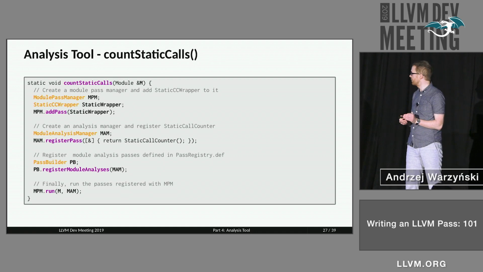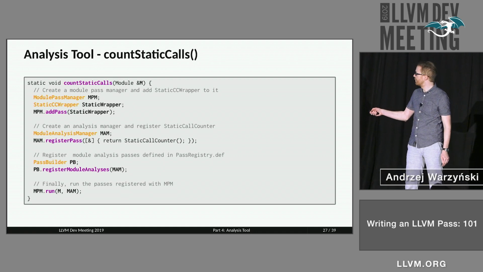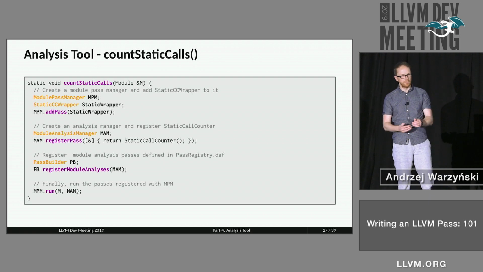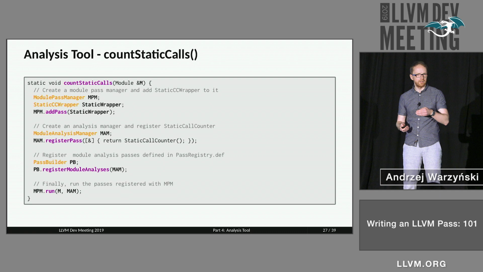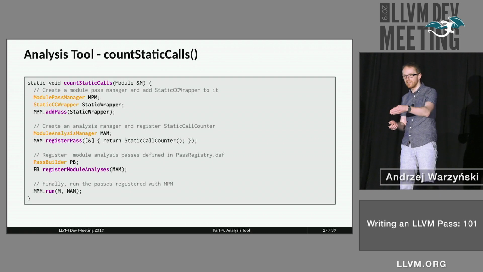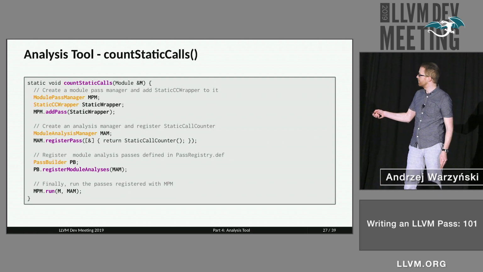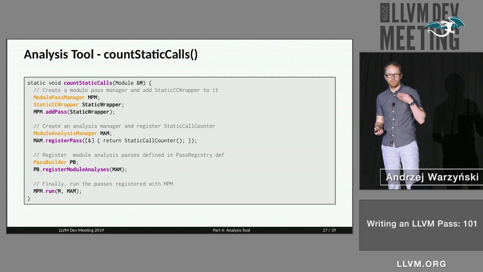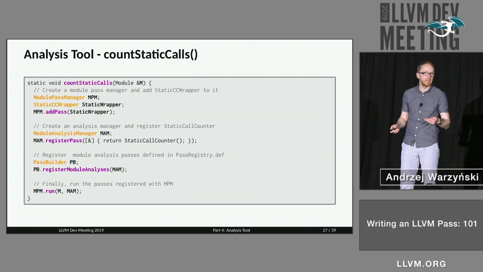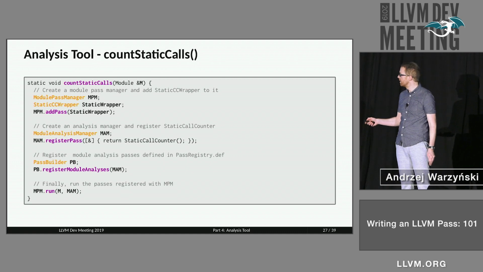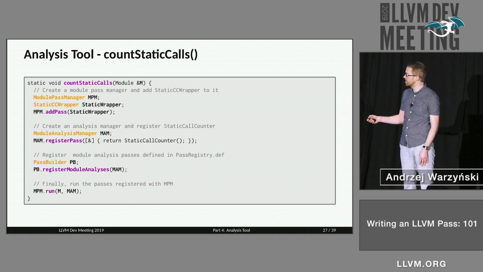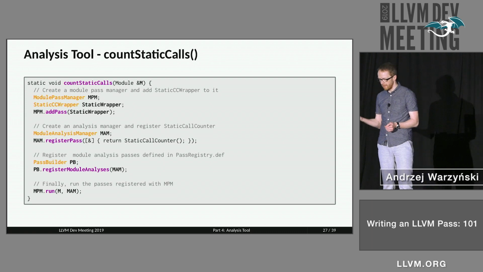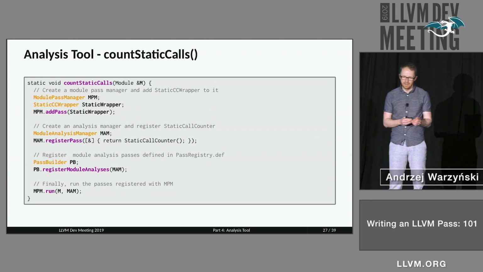So one thing that we have to do is define module pass manager, because now we have to create one. So we are creating one. We're adding our transformation pass that requests the results, StaticCc wrapper, and we're just adding it here. We have to define module analysis manager. Again, we're not getting that for free. We have to define one and register our analysis pass. And this time you're passing a hook that defines how to create your pass.